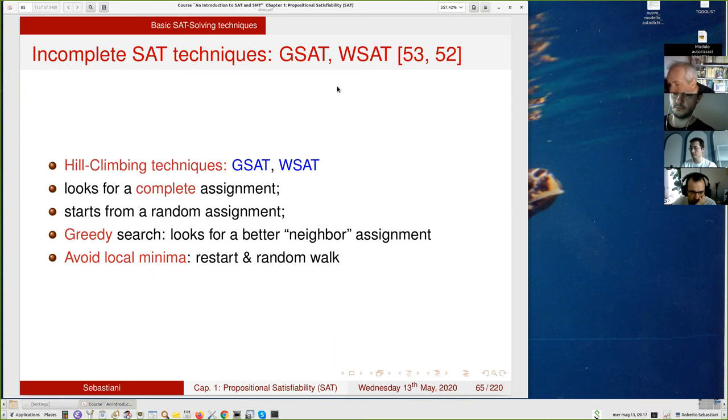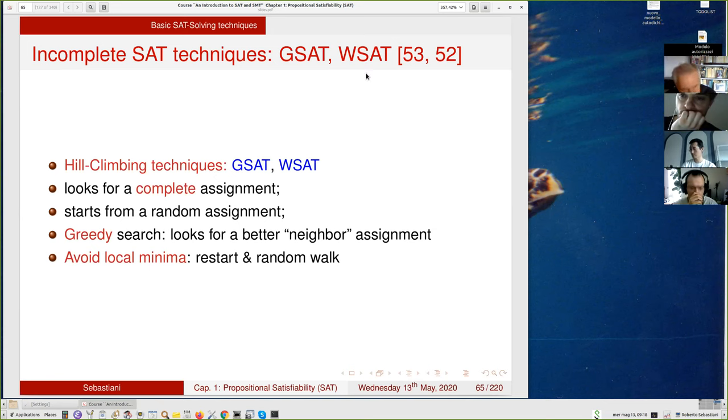However, I understand that none of you has anything to do with description logic reasoning, so that's not relevant for you. Today I will quickly complete the survey of other techniques by saying a few words about incomplete SAT techniques, and then we'll go to the main topic of today, which is CDCL SAT solving.